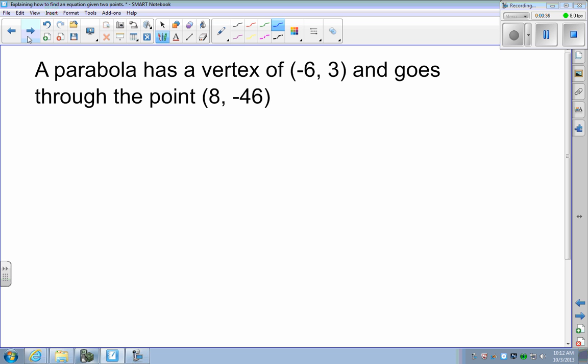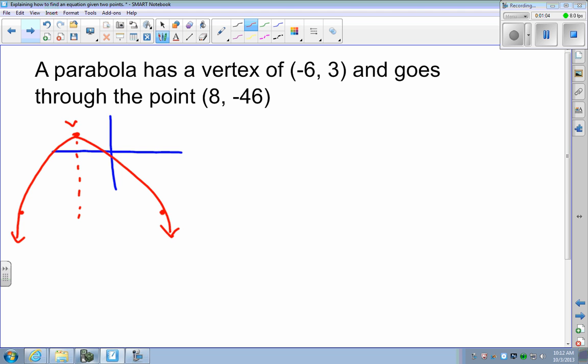So 2 examples. First one, I tell you a parabola's got a vertex, and I tell you it goes through a point. Let's just think about a picture so we have an idea what's happening. Negative 6, 3, we'll call that our vertex. It goes through 8 and negative 46, so we'll just put that down there. So clearly the parabola has to do this. We got a line of symmetry, we can reflect that over like this. So it's going to be upside down. Clearly there's some stretching, shrinking, and all that stuff.